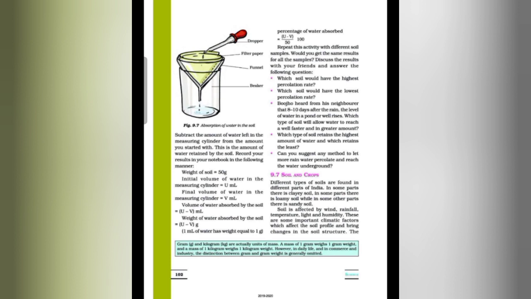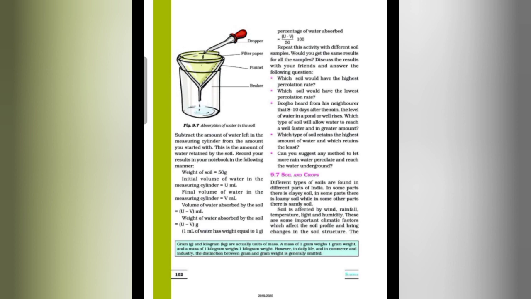We can say that we are taking, suppose, 50 ml, then funnel, and with the help of the measuring cylinder, pour the water drop by drop on the soil. Do not let all the water fall at one spot. Then leave the apparatus for some time till the active dripping of water from the funnel stops.